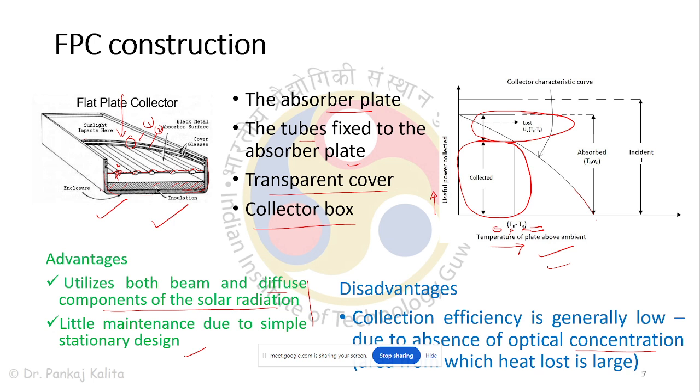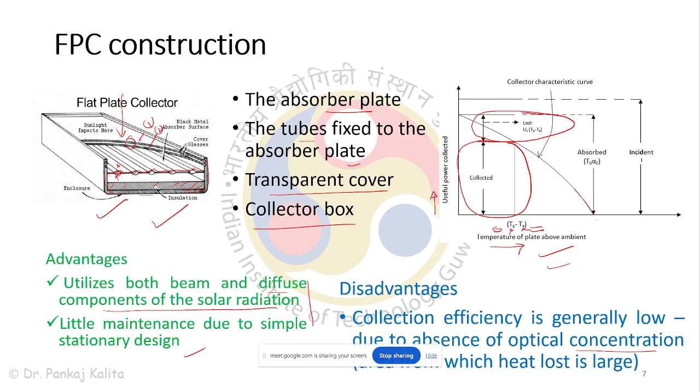And from the sides and the back, insulation is provided, so that minimum heat loss should be there, right? So this flat plate collector utilizes both the beam and diffuse radiation, and it's very simple in construction, very cheap, very simple design. But the problem with this flat plate collector is its efficiency is low, right?